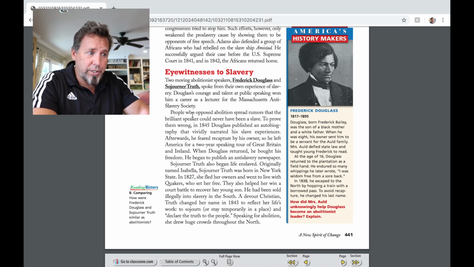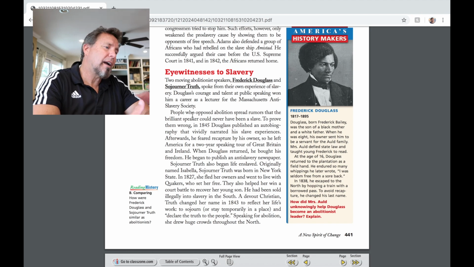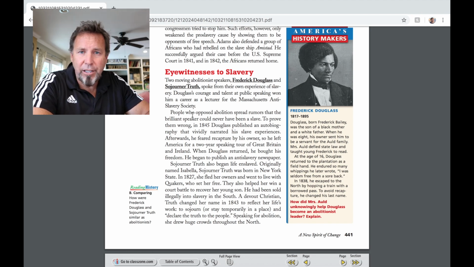So partly to escape that fact, he has to hop on a ship and go to England, where in England he continues his speech making about abolitionism and being anti-slavery. And in England, people who liked him gave him money so that he could purchase his own freedom. And once he does that, he comes back to the United States and continues his work as an abolitionist leader.